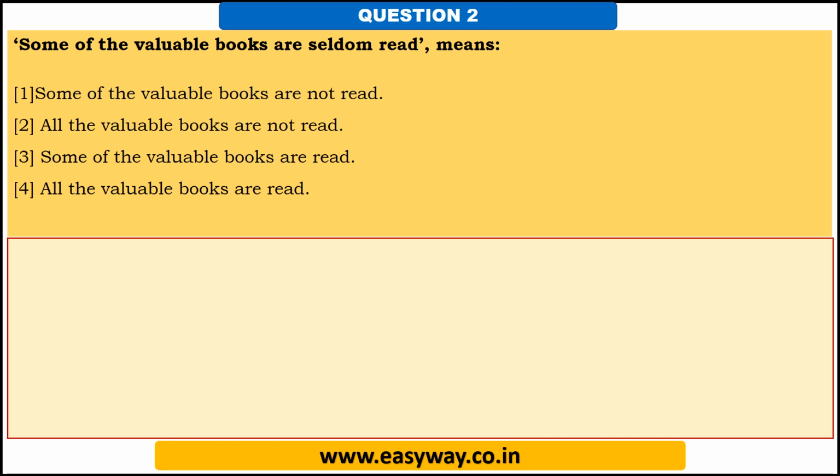Okay, so the meaning of the statement is, there are certain valuable books which are not read. Seldom means hardly, that means they are hardly done or barely done. So the meaning of the statement is, some of the valuable books are hardly read or not read. So let us see which option suits the given statement. Some of the valuable books are not read. So this is the answer, but let us see the other options as well.